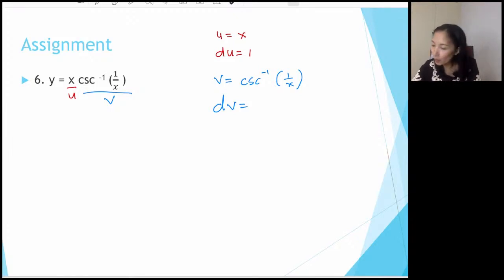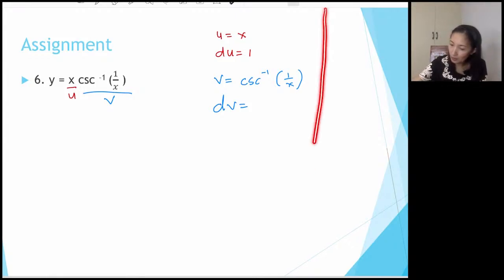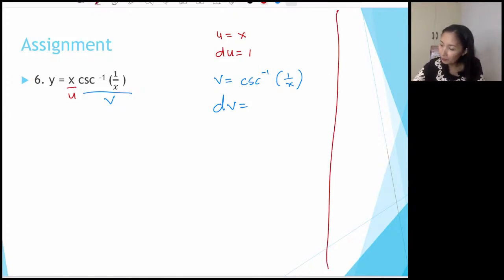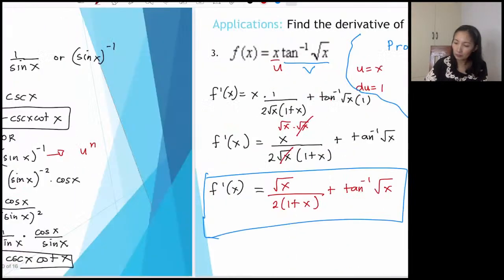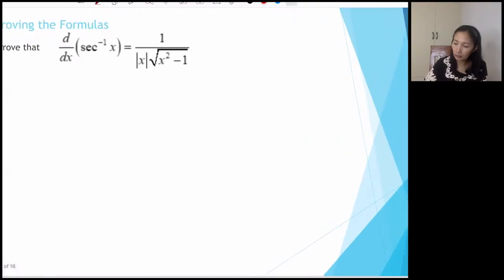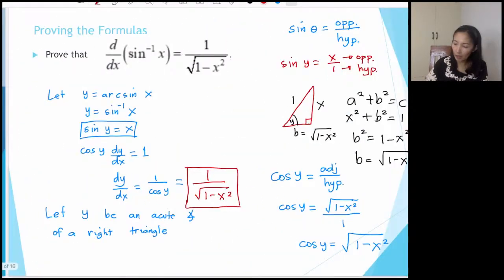Okay, let's go back to our list of formulas for inverse trigo. If the function takes the form inverse, or arc cosecant u, what is y prime? Okay, what is y prime? Okay, go back to our list of formulas. Okay, here.